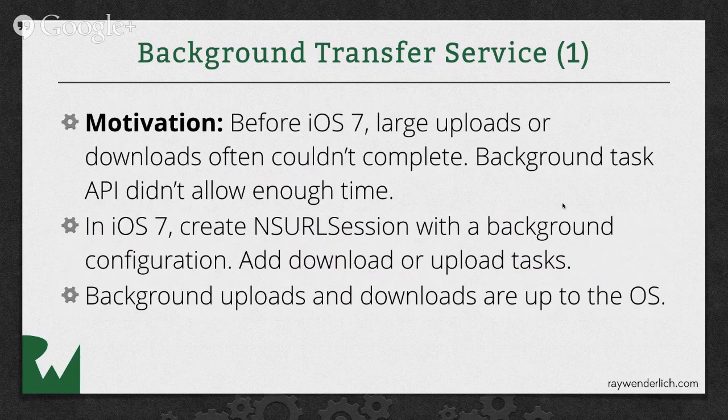So the third API that Apple introduced in iOS 7 for multitasking is the background transfer service. And the motivation for this was that before iOS 7, large uploads or downloads often could not finish in time. I had this favorite app called DocSet, which would download the Apple Docs to an iPhone or iPad. But the download would take really, really long. And you had to keep the screen on, and you had to keep the app in the foreground for at least half an hour. If you backgrounded the app or if you killed the app, the download would not complete, and you would have to start from scratch. So this takes care of that.